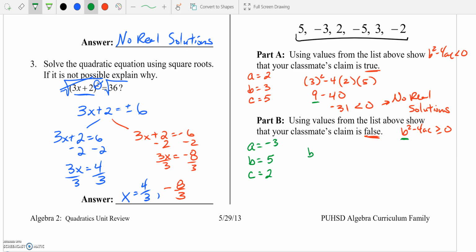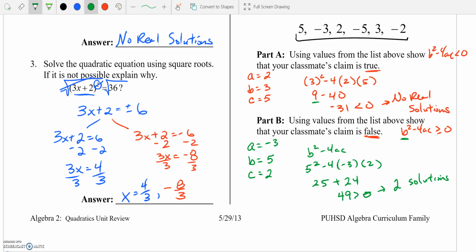If we check that, b² - 4ac, 5² - 4 times -3 times 2. So I get 25 plus, this time, because it's -4 times -3, that's 12 times 2, which is 24, and that gives me 49, which is greater than 0, so that means there's at least one solution. In this case, there's two solutions.